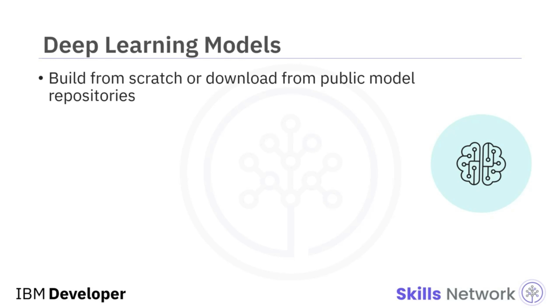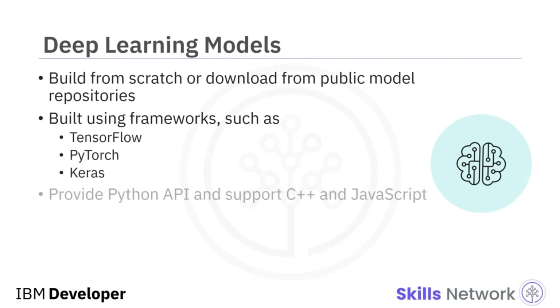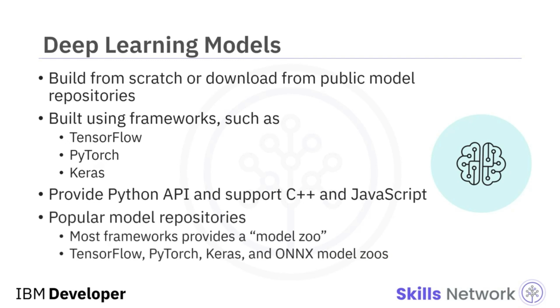Now, you can build a custom deep learning model from scratch or use pre-trained models from public model repositories. Deep learning models are implemented using popular frameworks such as TensorFlow, PyTorch, and Keras. The learning frameworks provide a Python API, and many support other programming languages such as C++ and JavaScript. You can download pre-trained state-of-the-art models from repositories that are commonly referred to as model zoos. Popular model zoos include those provided by TensorFlow, PyTorch, Keras, and ONNX. Models are also published by academic and commercial research groups.